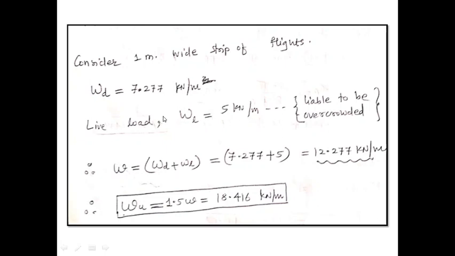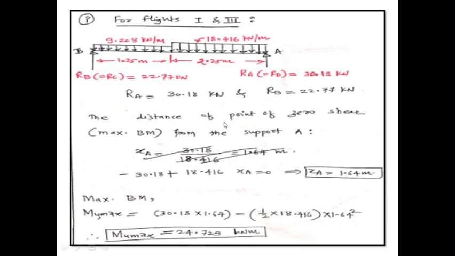When I add dead load and live load, it becomes 12.277 kilonewton per meter, but we know that we are going to solve it by the limit state method, therefore I multiply it by a load factor of 1.5, so it becomes 18.416 kilonewton per meter. That is the factored load or the factored UDL acting on the staircase.